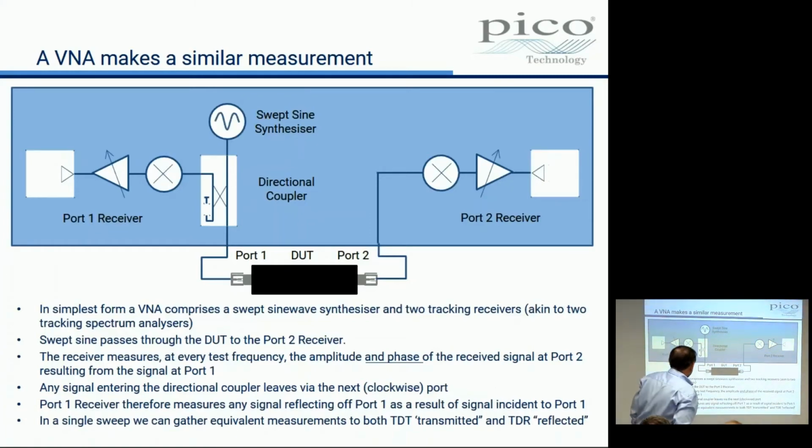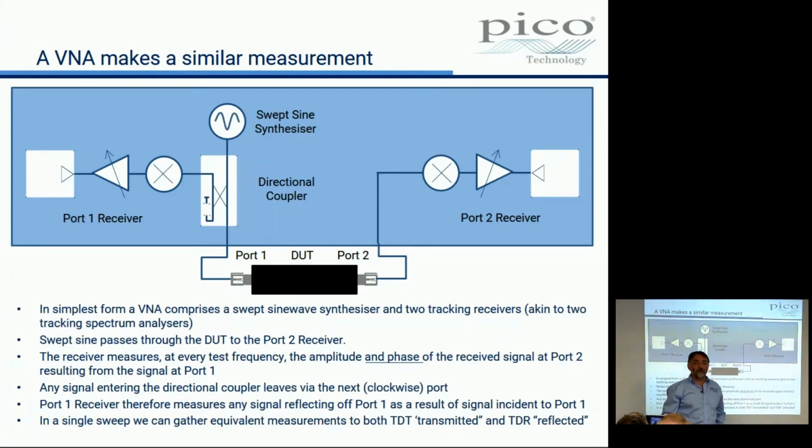To make a VNA, this is what we need to do. And this is the simplest VNA that you can have. Inside, it has a swept sine wave source, in our case 300 kilohertz to 6 gigahertz. And what we're going to do is, this is alien technology.